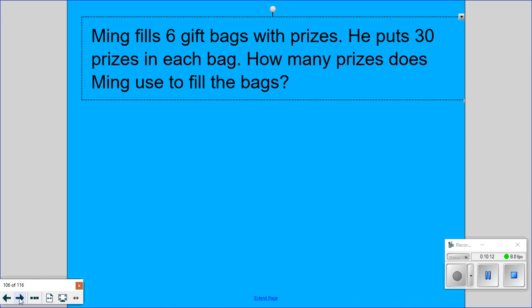It says Ming fills 6 gift bags with prizes. He puts 30 prizes in each bag. How many prizes does Ming use to fill the bags? How am I counting? I like that some of you are reading the problem again because the answer is definitely going to come from the word. We're gonna write in sentence. What are we counting? The same question we ask every single time.